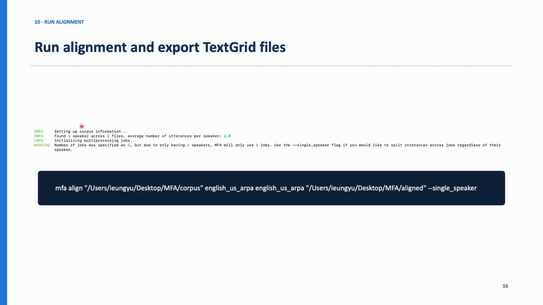I get this warning, and this warning indicates that MFA detects only one speaker in the corpus. As a result, it will use only one job and process the utterances sequentially. To allow MFA to split the utterances across multiple jobs, even though they belong to the same speaker, I added the single speaker option. After the alignment is complete, a separate TextGrid file will be generated for each successfully aligned WAV file.